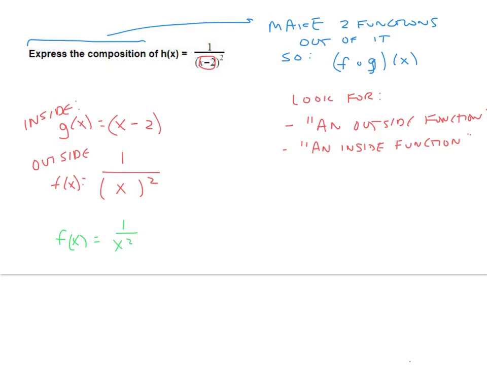Well, I'm going to say f of x equals 1 over x squared. And g of x equals x minus 2. Therefore, f of g of x is equal to my h of x. Okay? So that's how it is. I just basically decompose the function. That's what we call it. Decompose the function into its two parts.